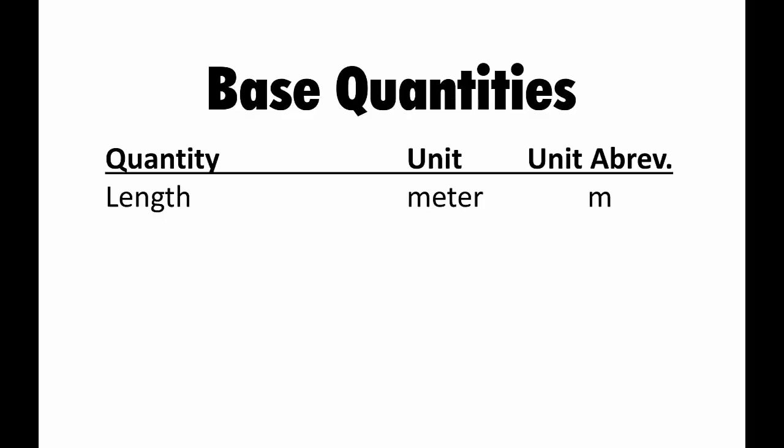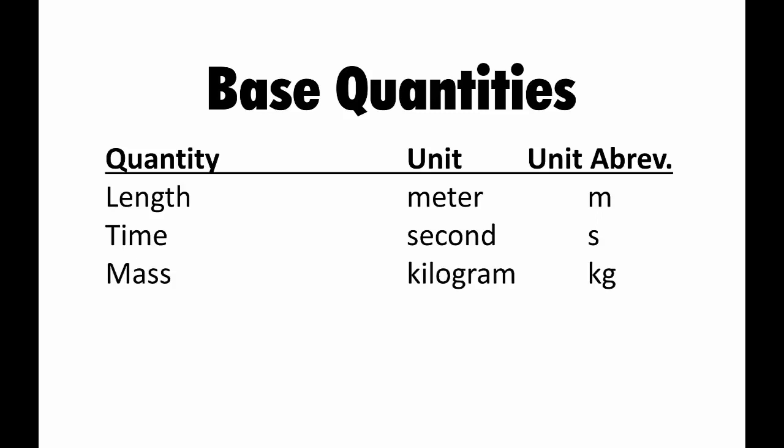The first defined base quantity is the quantity of length. The unit for length is a meter, and its unit abbreviation is the lowercase letter m. The second base quantity is time. It has a unit of a second, and its unit abbreviation is the lowercase letter s. The third base quantity is mass. It has a unit of the kilogram, and its unit abbreviation is the lowercase letters kg.